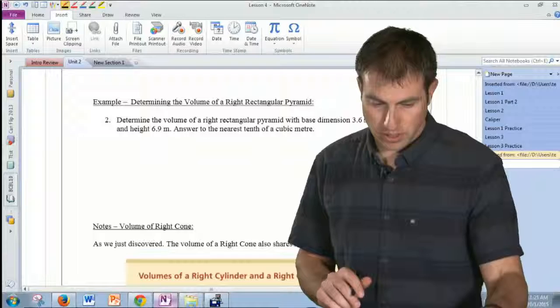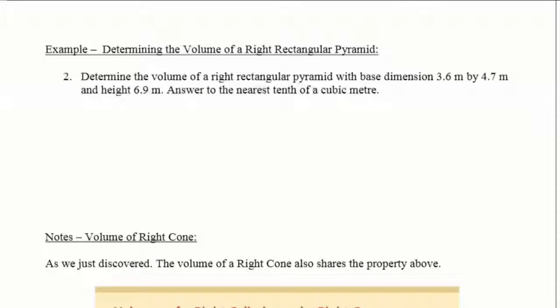So the next question here, determine the volume of a right rectangular pyramid with a base that's 3.6 by 4.7 and a height that's 6.9.